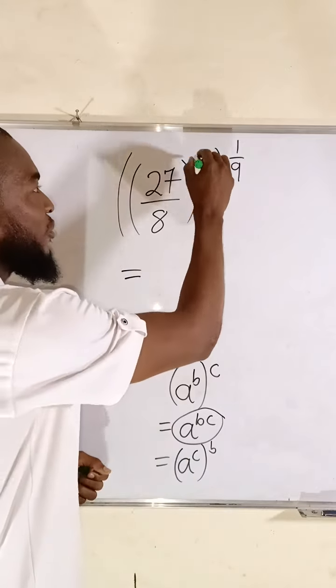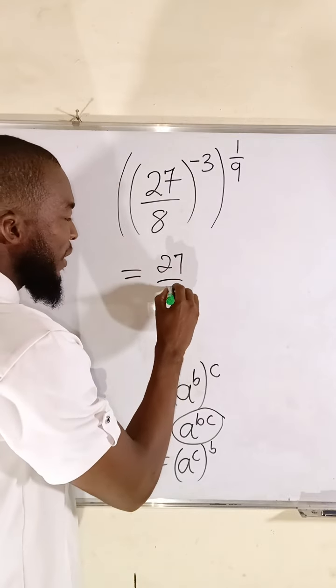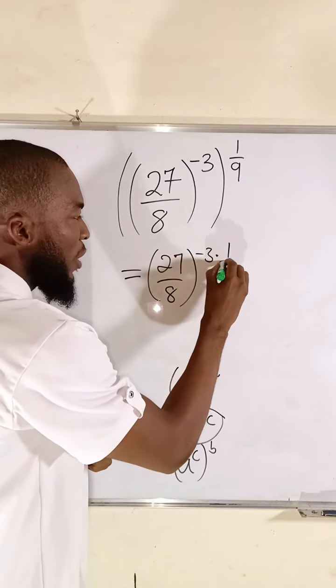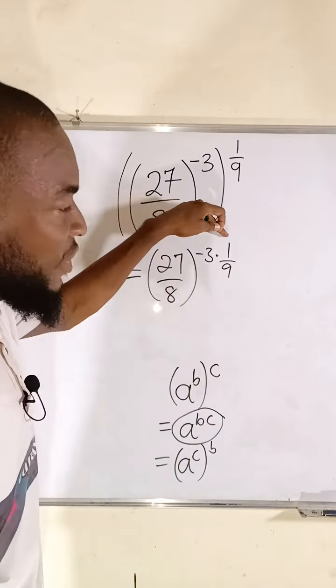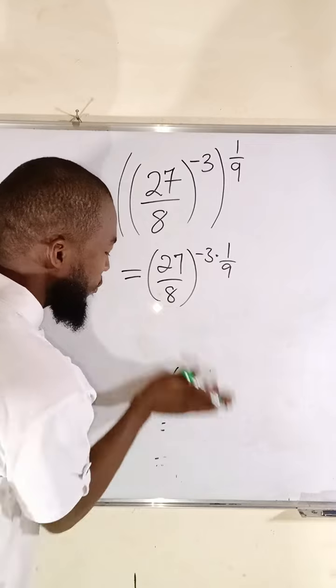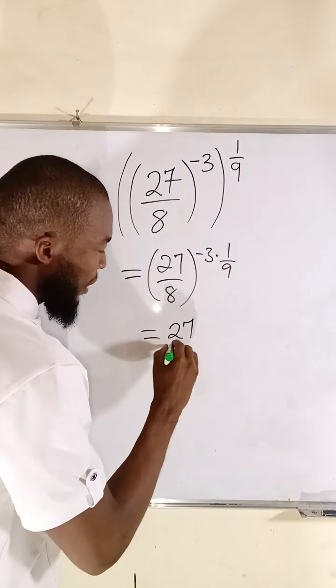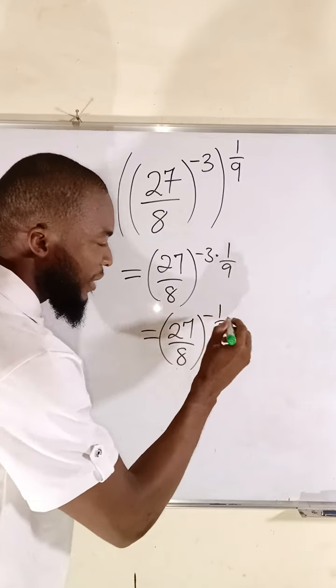So let me do it step by step. I have 27/8 to the power of what? -3 multiplied by 1/9. -3 times 1 is -3, divided by 9. That will give us -1/3, right? So this becomes (27/8) raised to the power of -1/3.